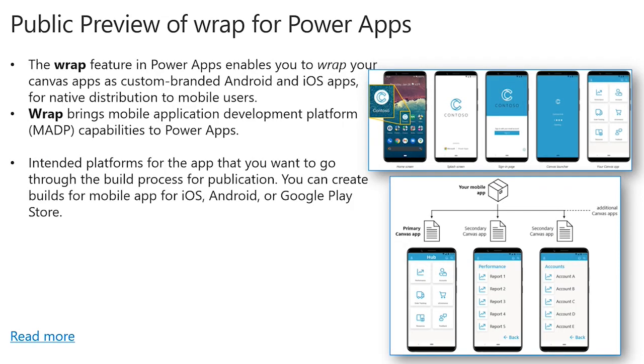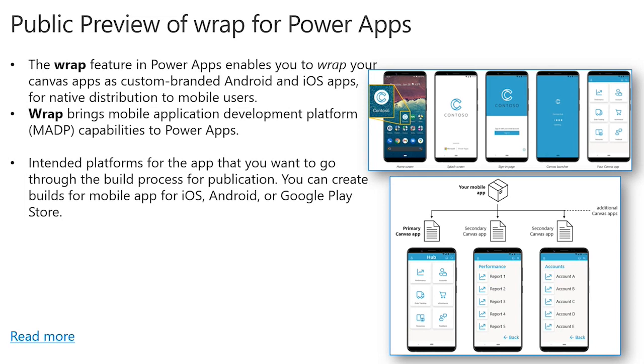Another public preview is Wrap for Power Apps. The Wrap feature in Power Apps enables you to wrap your Canvas app as a custom branded Android or iOS app, and then you can distribute those through the different app stores depending on the platform. So this brings a no-code mobile app development environment. You really don't have to have any mobile app experience in order to get those apps onto a mobile device. You can manage the mobile app builds.